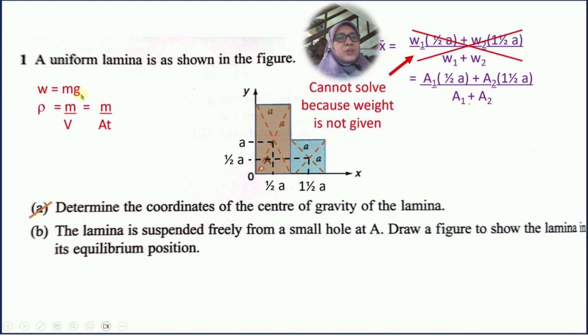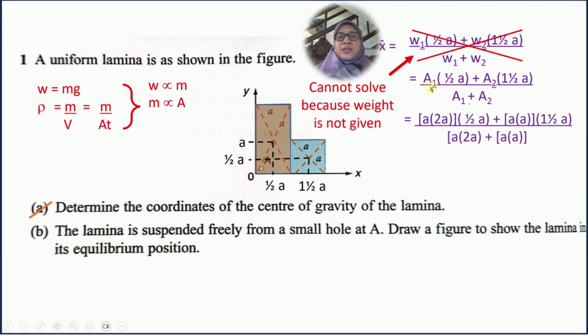Weight is equal to mg, and density is equal to mass over volume, where volume is area times the thickness of the lamina. The lamina is a plate where the thickness is the same, so therefore we can use area instead. Combining these, the weight is directly proportional to the mass, and the mass is directly proportional to the area. That's the reason why we can use area instead of weight.